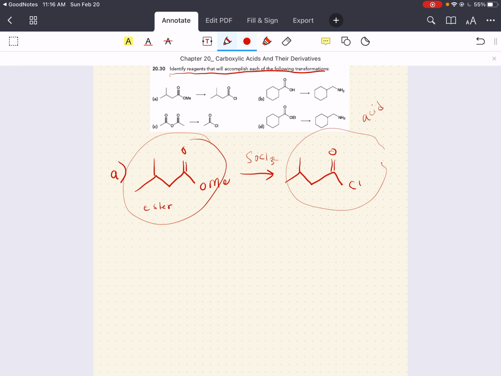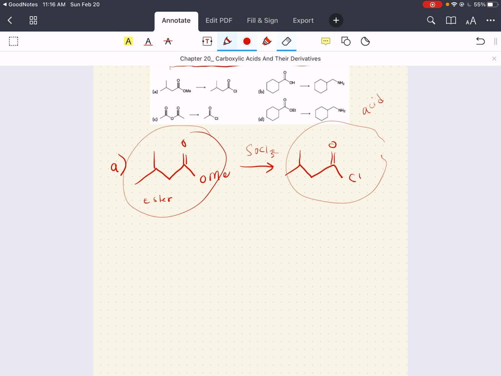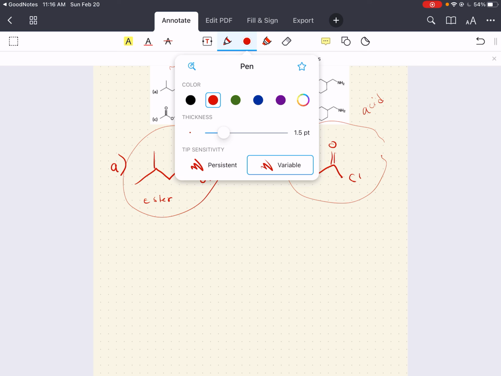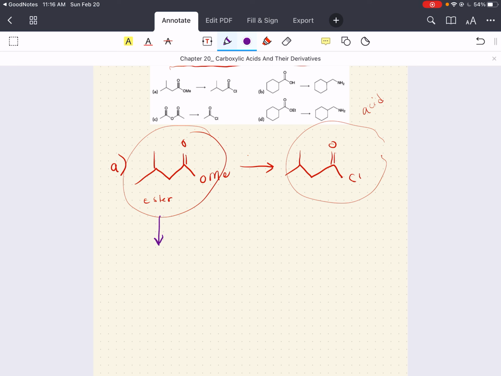So our strategy has to be different. We cannot just treat this ester right away with one reagent to get the acid chloride. We actually have to convert it back to a carboxylic acid using strong acid, and then from the carboxylic acid, go to the acid chloride through treatment with thionyl chloride. So that is how we can do that.